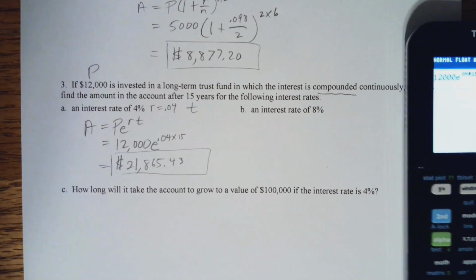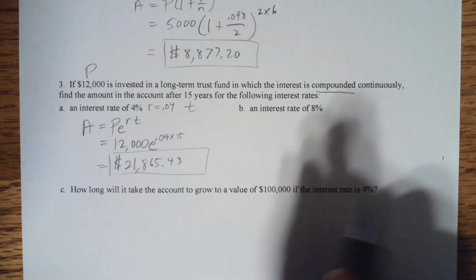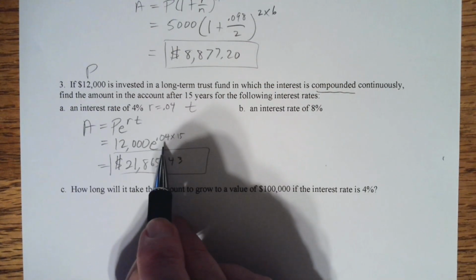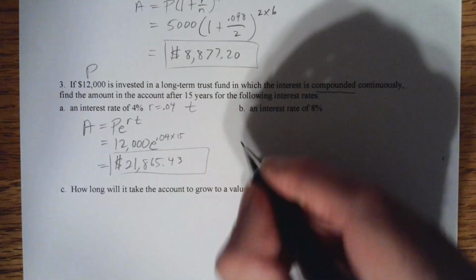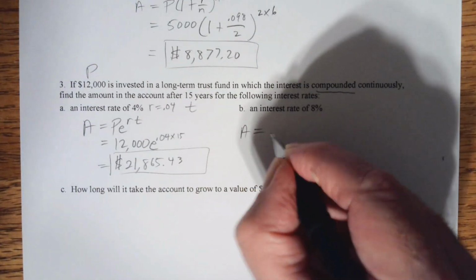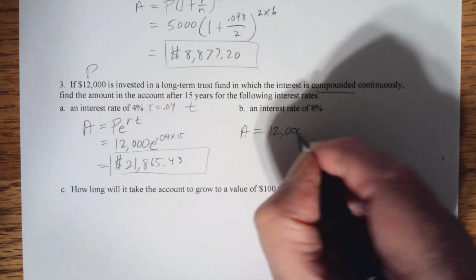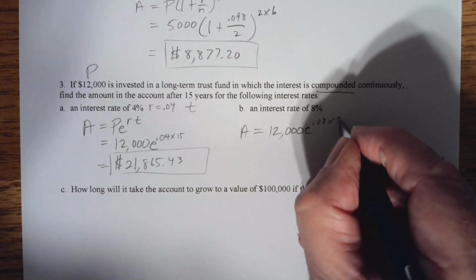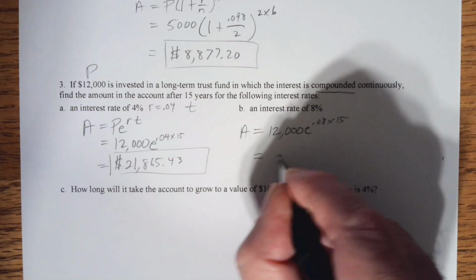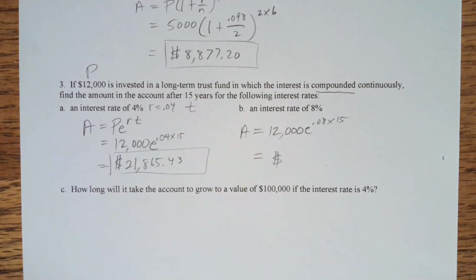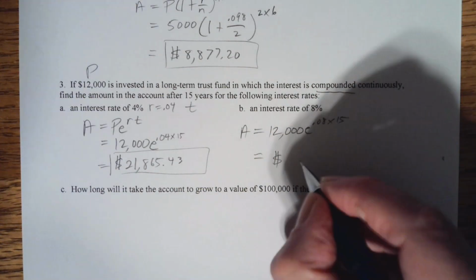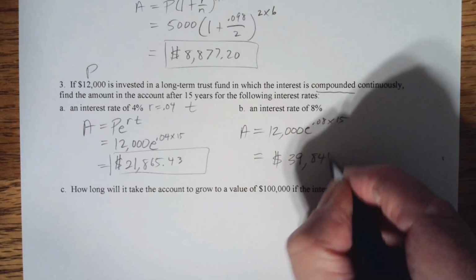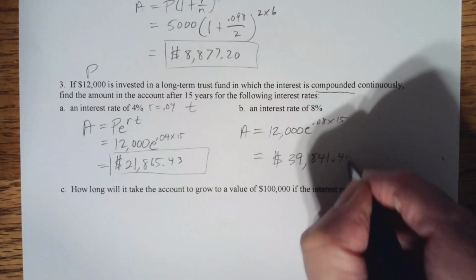All right, I would encourage you to go ahead and do the next one. The only thing that's going to change is this, instead of being 0.04, it'll be 0.08. So I'm going to go ahead and write that. So 12,000 times e to the 0.08 times 15. And hopefully you've already tried it. Put it in. You should get $39,841.40.